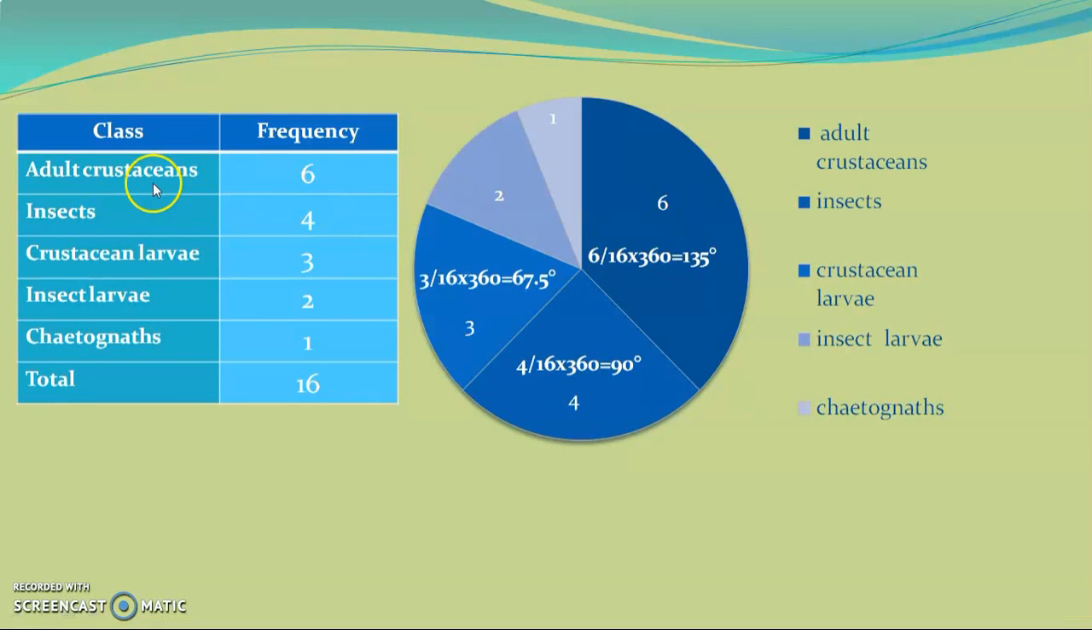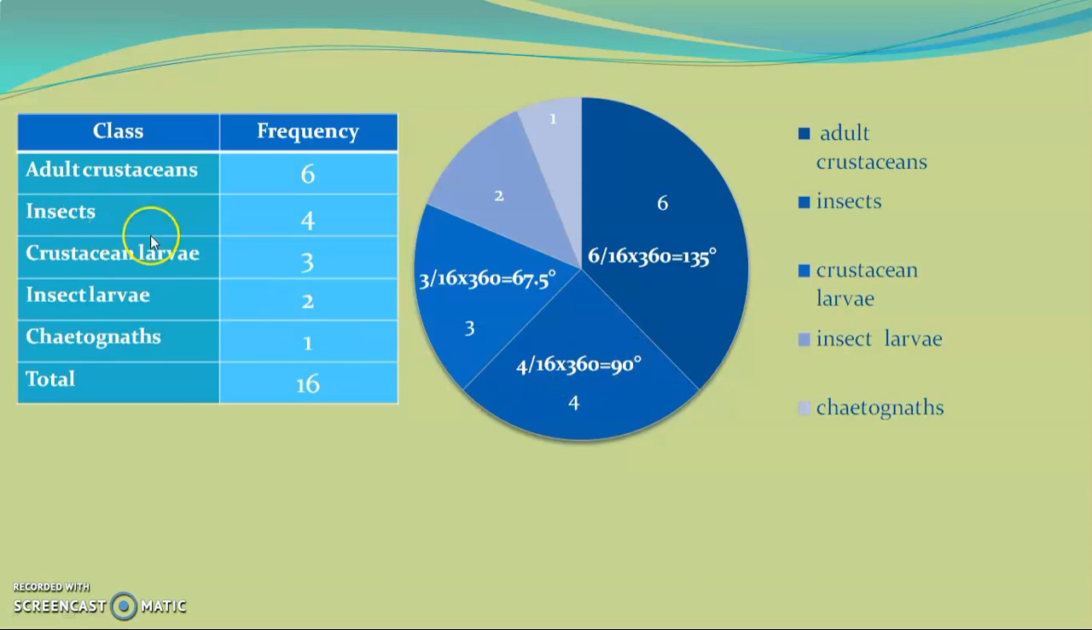In order to represent the adult crustaceans, we have to draw a sector. To draw a sector, we have to get a particular degree, then only can we draw each sector. So 6 is the value of the dependent variable, adult crustaceans, or 6 is the frequency of the adult crustaceans. So 6 divided by the total 16, into 360, that is 135 degrees. So we will use a protractor and draw a 135 degree angle and we will get a sector.